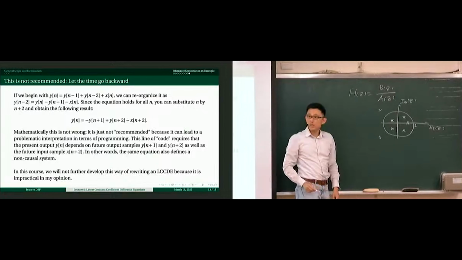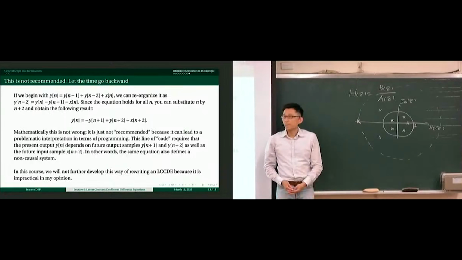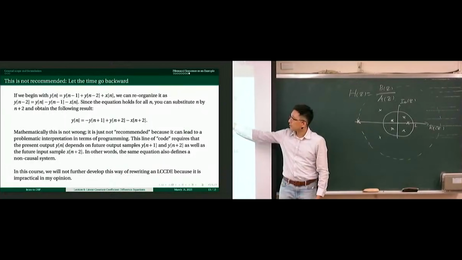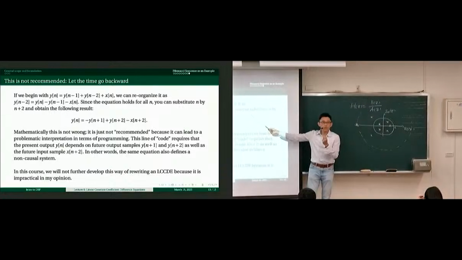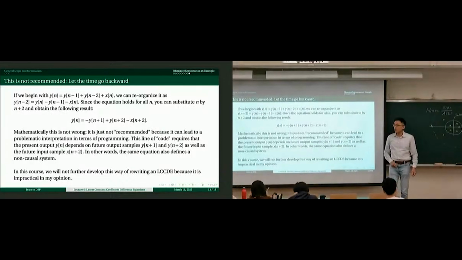We don't need to clarify, are you talking about a system which is not causal? Because here we don't talk about non-causal systems, right? And I think the core issue right here is really that when we write down a difference equation, it does not specify the direction of time. The time direction, going forward or going backward, is not specified. So that causes all the problems in here.